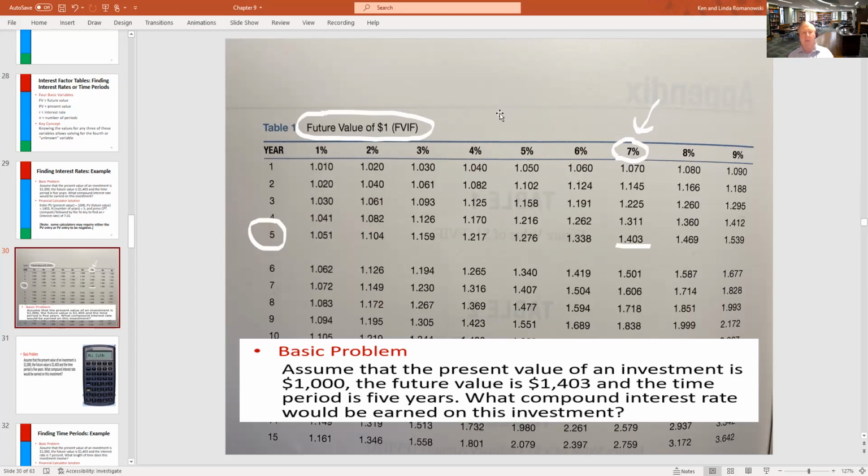And it just so happens that under year 5 and under 7%, you see the factor of 1.403. Okay, so that's how you would use the future value chart at the back of your book. It's the future value of $1.